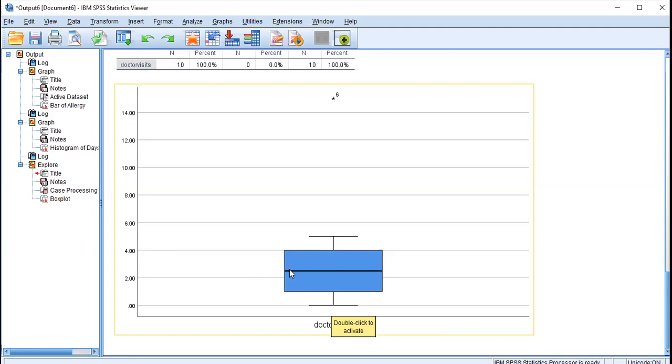And the mean, if I'm right, is 2.5. And if you look at the outlier, do we have an outlier here? Yes.